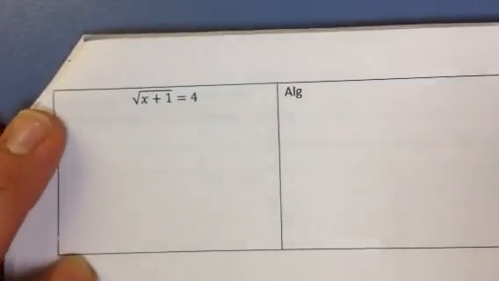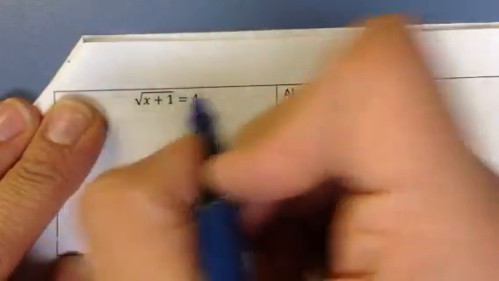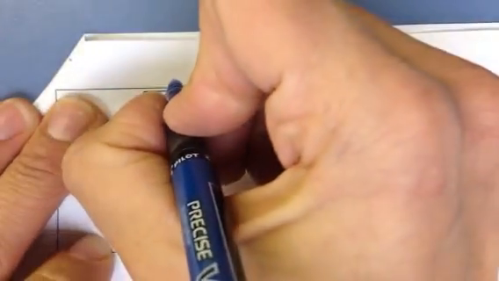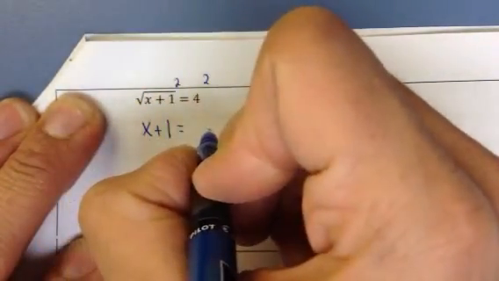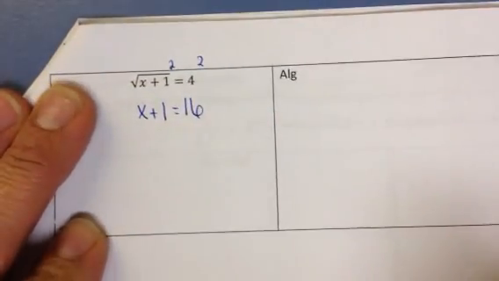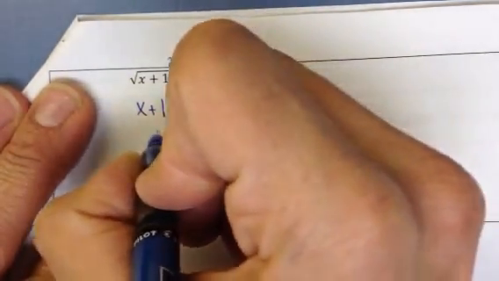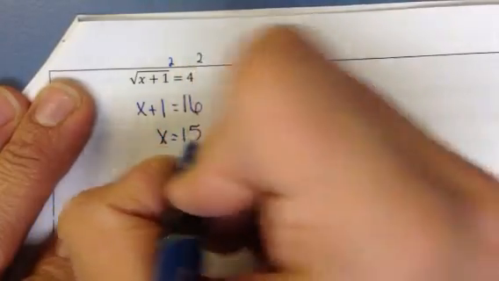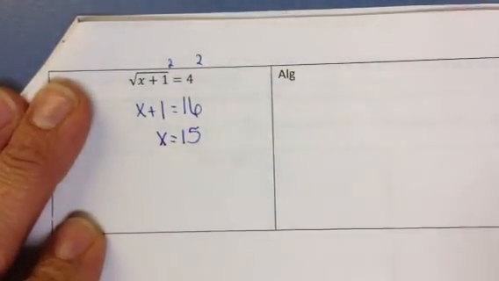So first I'm going to solve it. So first I need to isolate the radical, which I've done. Now I'm going to get rid of the radical by squaring both sides. And now to solve for x, I can just get x by itself, so I'm going to get x is 15. So first let's make sure it works algebraically.